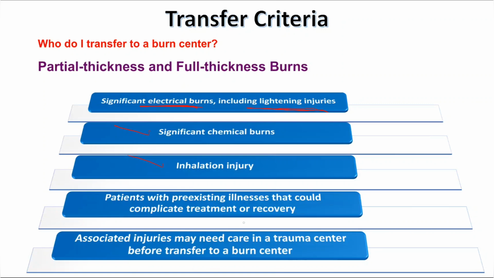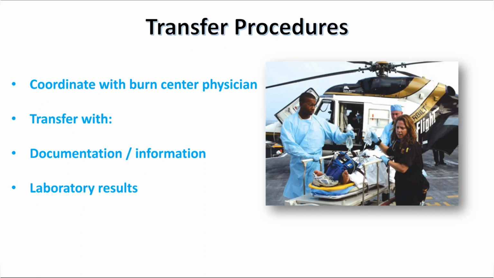and if the patient has pre-existing illnesses that could complicate treatment, for example, if the patient is immunocompromised or diabetic. Associated injuries may need care in a trauma center before transfer to a burn center. So you have to be careful to find any associated fractures and bleedings. Coordinate with the burn center physician. Tell them that I will send the patient. So send them the documentation, the information, and also the laboratory results that you have done.